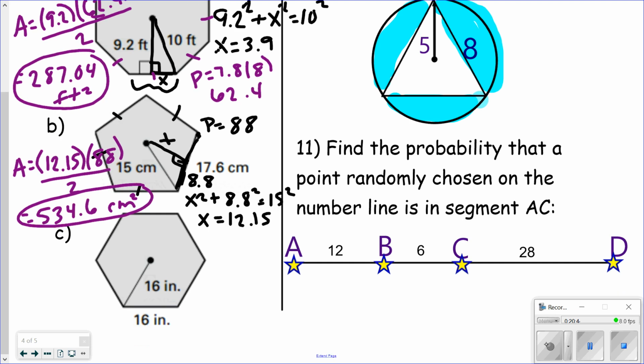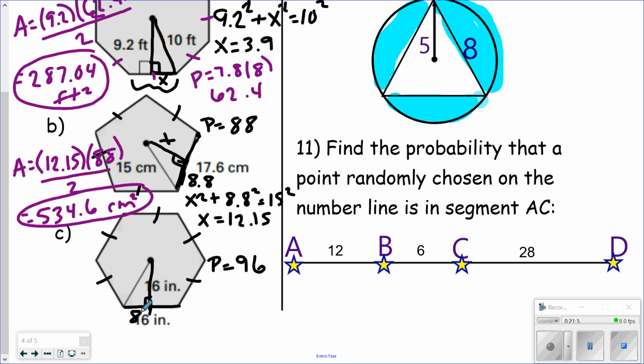For the last area problem, I do know this side. It's 16, so that means my area is 16 times 6. So my perimeter is equal to 96. I do need to figure out what this apothem is. So remember, this is a right triangle. If the entire segment is 16, half of it would be 8. So that little section here would be 8.